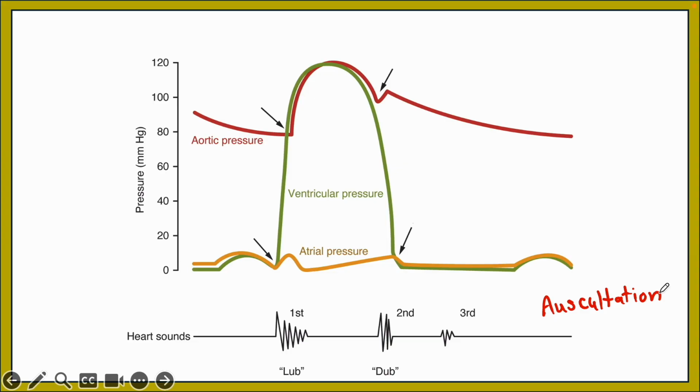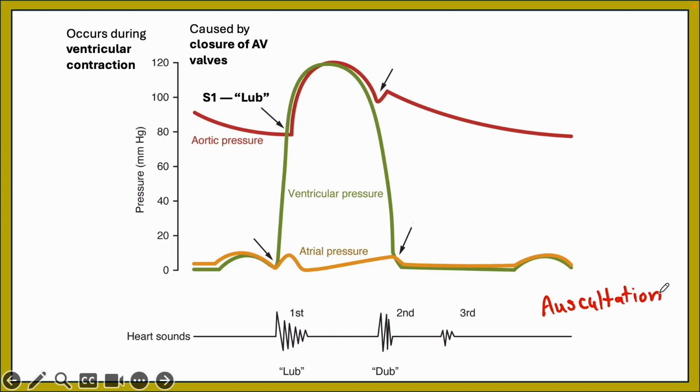Normally you hear two heart sounds. One is the S1 sound, that is the lub. That represents the closure of the AV valves. That is what actually causes it, and it's going to occur during ventricular contraction. So you can see that ventricular pressure is going up, as is aortic pressure during that first sound.